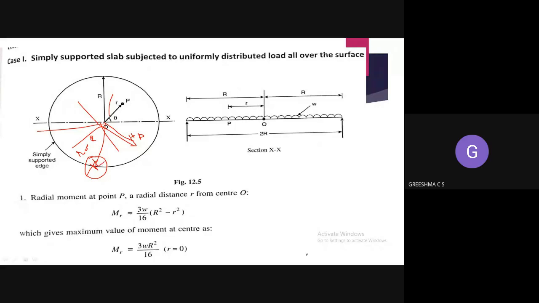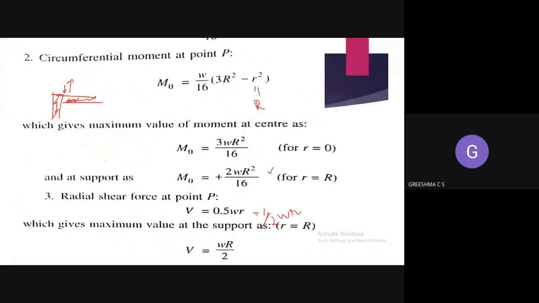Okay, so substituting this equation you will get WR by 2. In a similar way, we can see what will happen if the slab is having a fixed end. Okay, so let's go to the next step.